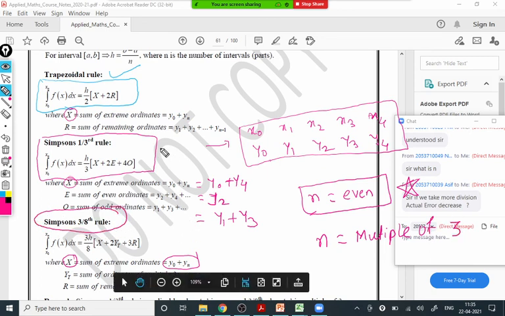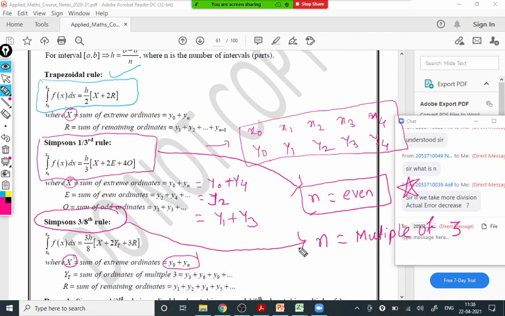This 1/3 rule is for n even, and when n is a multiple of 3, it is the 3/8 rule. This is how the method is selected, because the accuracy keeps increasing. It comes from the derivation of the formulas, but the derivation is not in the syllabus, so we are not going into that. Just remember: when n is even, use the 1/3 rule. When n is a multiple of 3, use the 3/8 rule.